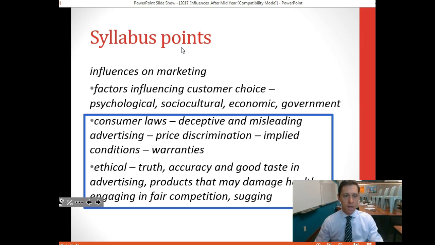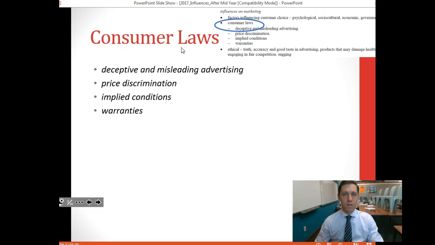For this video, we'll start off looking at consumer law, and then subsequent videos will look at deceptive and misleading advertising, price discrimination, implied conditions, as well as warranties, and then moving on to ethics. So in the context of consumer law, there are four main things we'll look at. Deceptive and misleading advertising: as a marketing executive, you need to be aware of some of the laws around it, and ensure that you're not being deceptive with the marketing that you're undertaking.